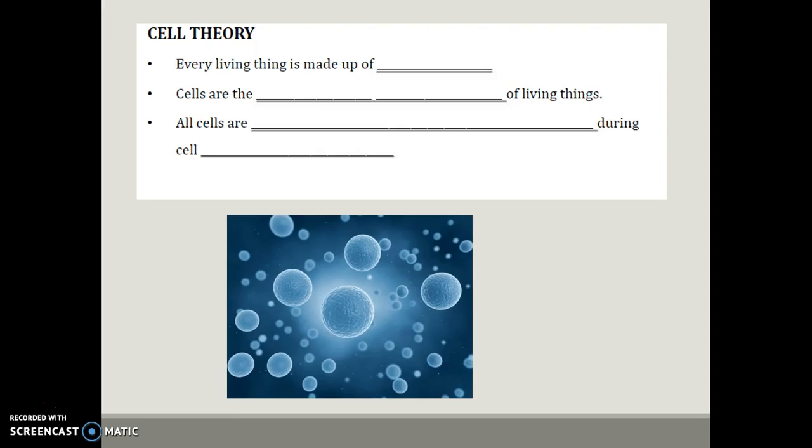So let's start with the cell theory. Every living thing is made up of cells. Cells are the basic unit of living things, meaning that all things that are alive have cells in them. All cells are made up of old cells during cell division, which we talked about last week. That's where cells go through the M phase, which is prophase, metaphase, anaphase, telophase, and then cytokinesis, and that's how you get two new cells.